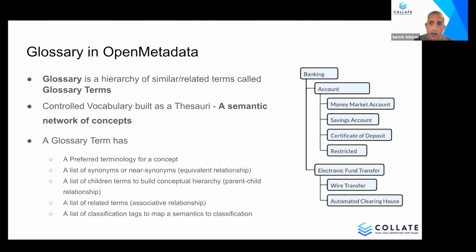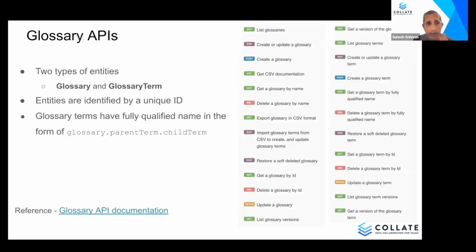We also have a way of automatically mapping a semantic or a meaning to a type, right? So you can associate classification tags to a glossary term. Automatically, whenever you describe the data using the glossary term, the classification tag is also added, right? I'll talk about this more. We also have extensive glossary APIs, similar to classification. So we have glossary and glossary term as main entities, identified by a unique UUID or a fully qualified name. You can create, delete, modify, update. In fact, using APIs, you can also export the glossary terms as a CSV or import glossary terms from a CSV. All of this is available in our API documentation under the glossary section.